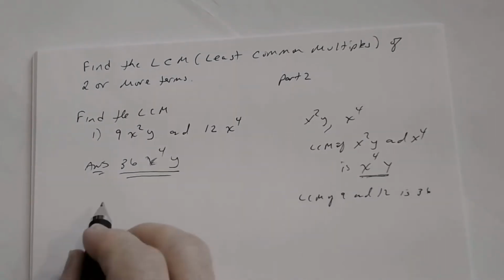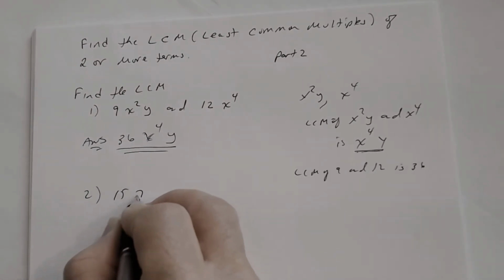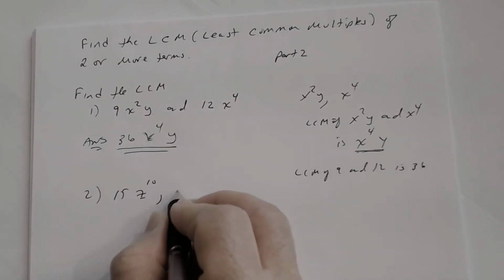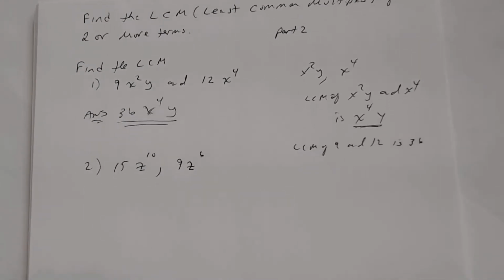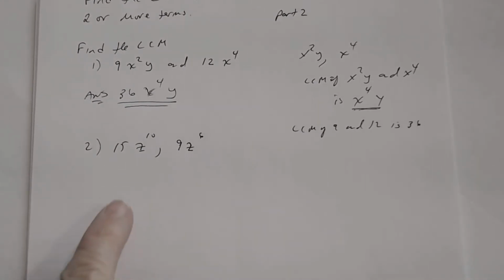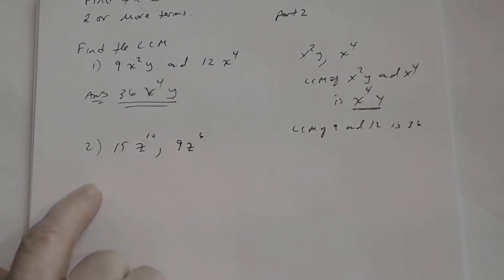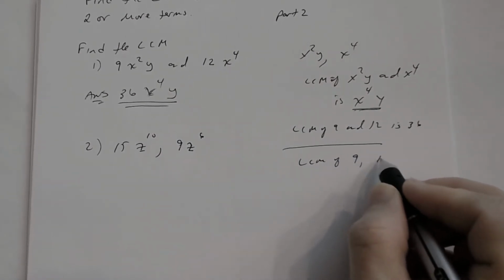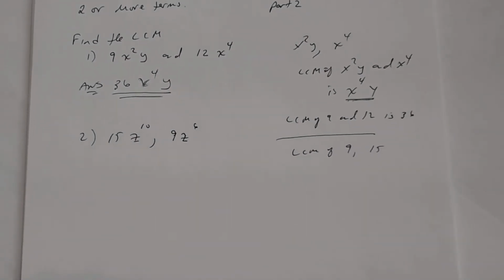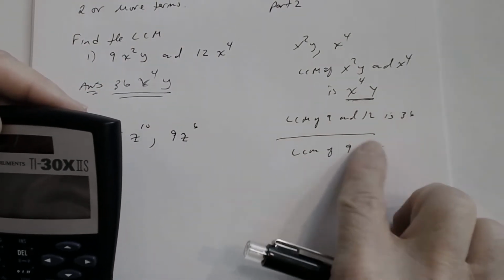Okay. Number 2. We have 15z to the 10th, and the other term is 9z to the 6th. At this point, you're going to notice that the variables are the easiest to deal with. It's the coefficients that are harder. So let's think about the least common multiple of 9 and 15. If you want to think about multiples, let's go ahead and do that. I'm going to remember the least common multiple must be greater than or equal to 15.